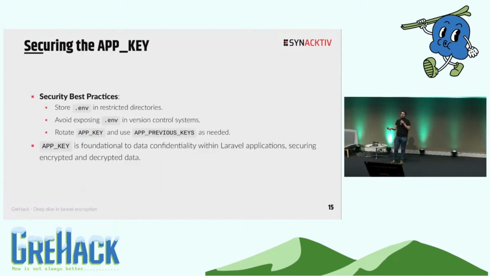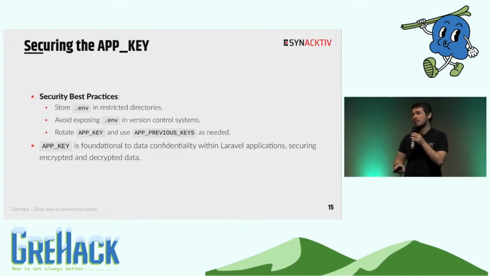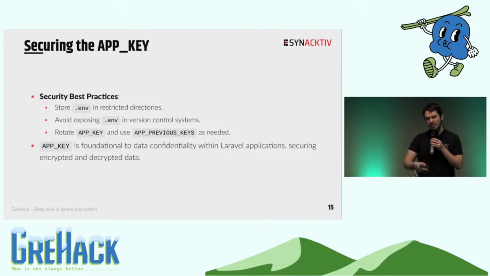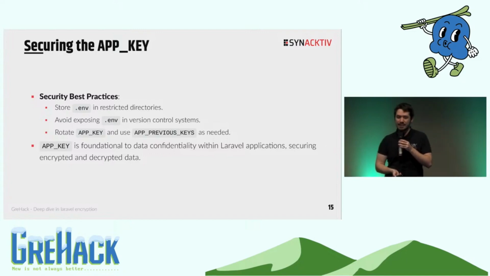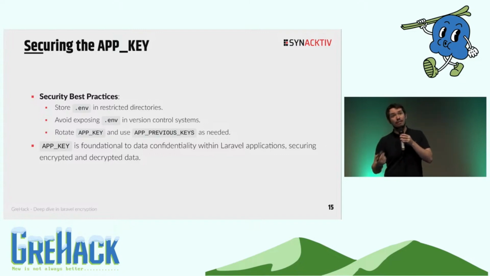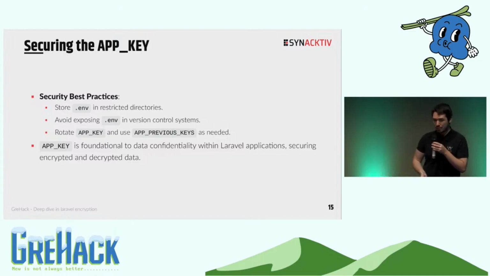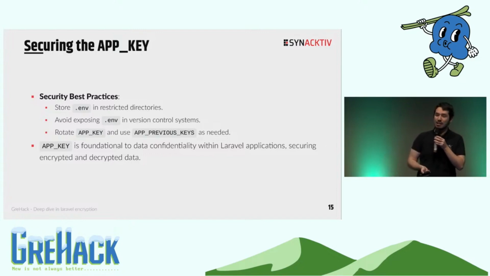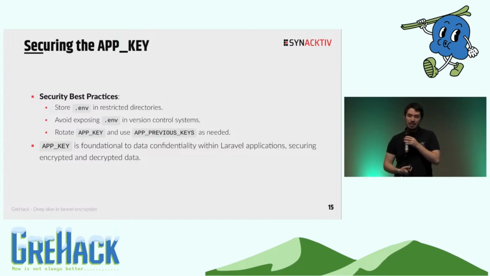So, security best practice. You need to store your .env in restricted directories. Don't leak it, because that's an issue we saw a lot of times on other projects on GitHub or elsewhere. Avoid exposing your .env in version control systems, as I said. And also, if you rotate your app key, don't put it inside your app previous keys. Really, don't use it for security. From a security point of view, it doesn't work, as we saw. And so the app key is foundational to data confidentiality within Laravel, so don't let your app key leak somewhere, you know.